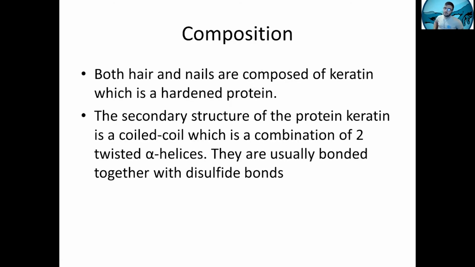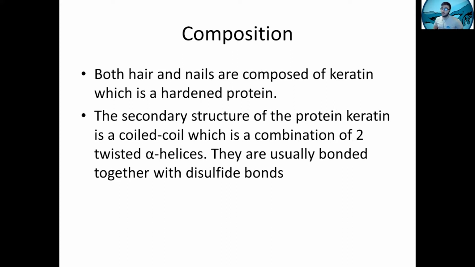Now let's talk about hair and nails. Composition. Both hair and nails are composed of a molecule called keratin, which is a hardened protein. So remember that, it's very important. It's a protein, so you're immediately thinking it's made up of amino acids. It's a long chain, has a primary, secondary, and tertiary structure at least, possibly a quaternary.